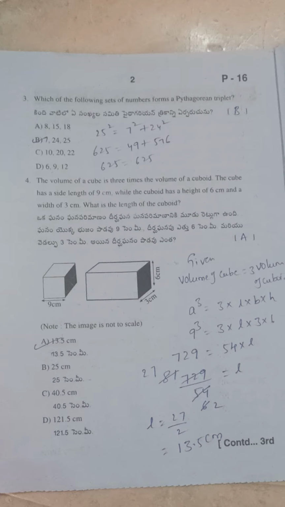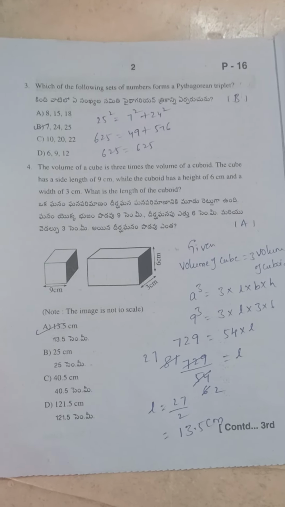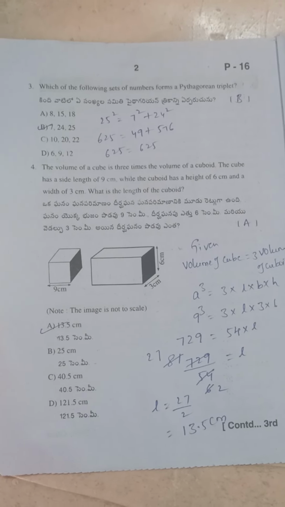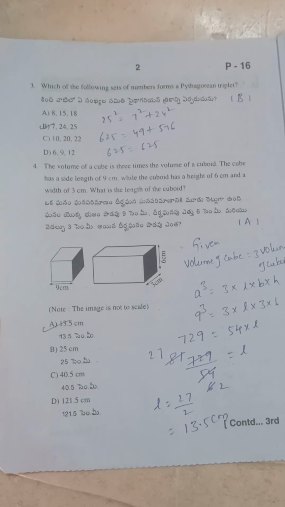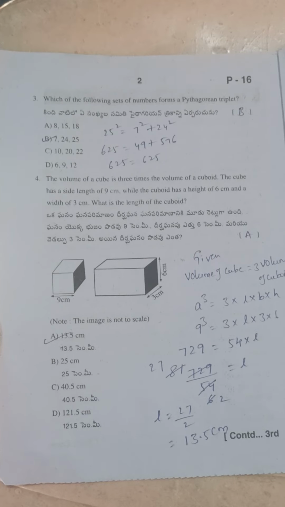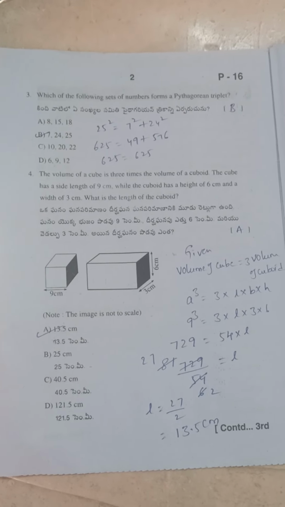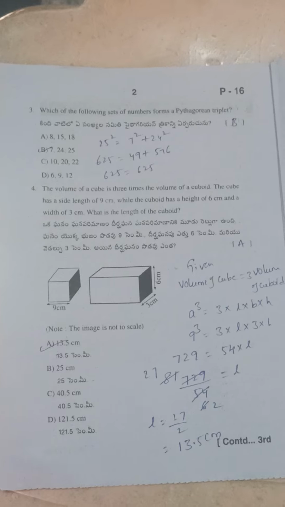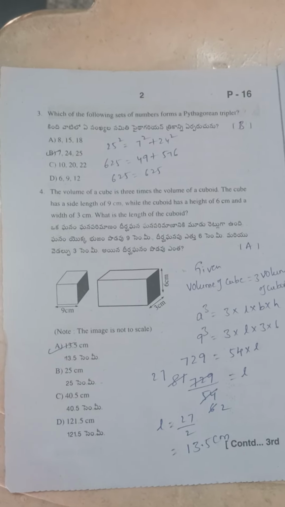Next, the volume of a cube is 3 times the volume of a cuboid. The cube has a side length of 9 cm. The cuboid has a height of 6 cm and width of 3 cm. What is the length of the cuboid? So volume of cube is equal to 3 times the volume of cuboid. So the length is how much? 13.5 cm. So what is the option? A.